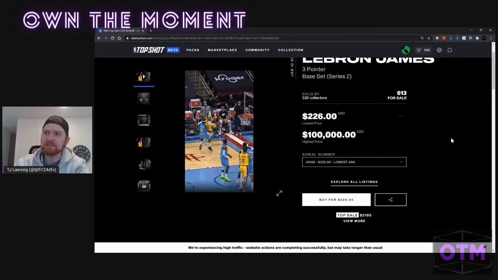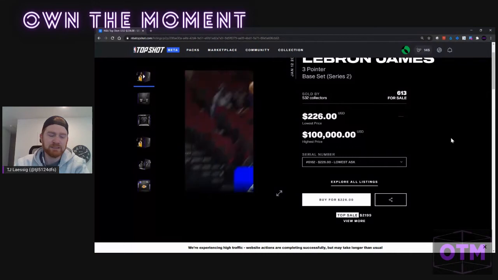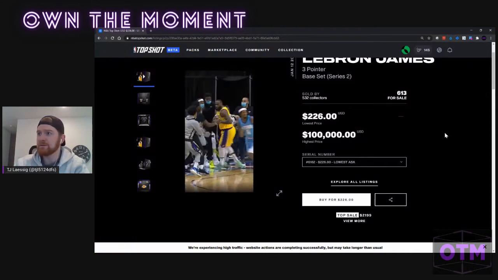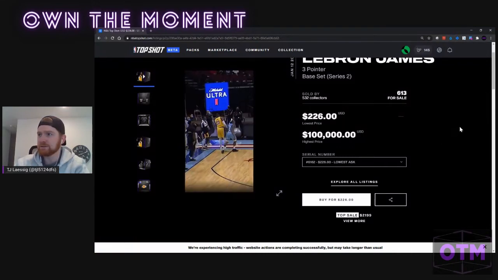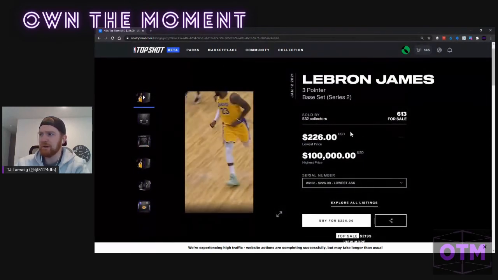A little pass, LeBron, corner 3, looks away, celebrates with the team. So, pretty cool moment. Happened over the course of the quarantine season. Now what? So here we have LeBron.